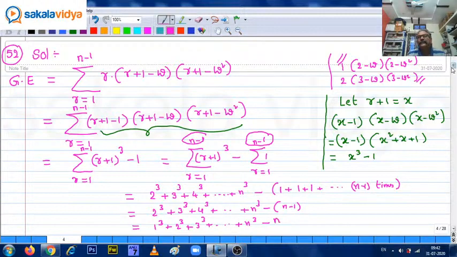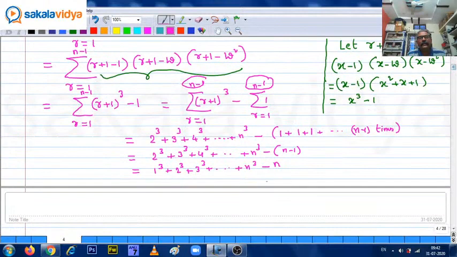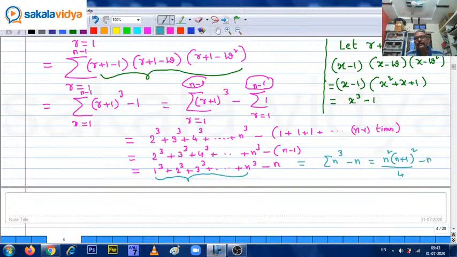Here is a very interesting fact: this is nothing but the sum of the cubes of the first n natural numbers. That is nothing but sigma n cube, minus n. Sigma n cube is nothing but n square into n plus 1 whole square upon 4, and already this minus n is there. This is the answer. This is the answer.